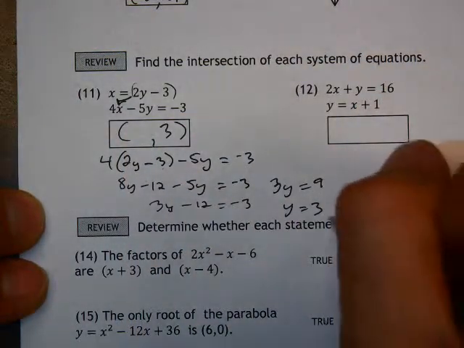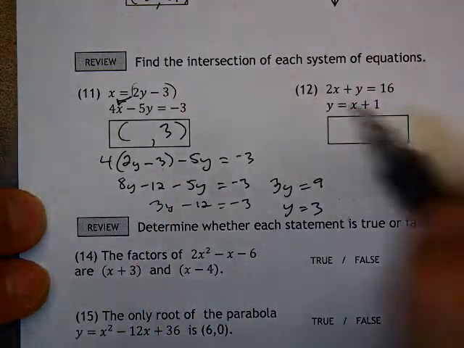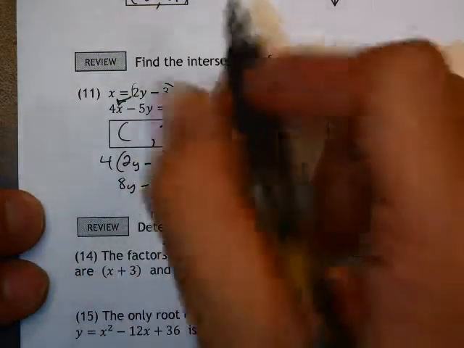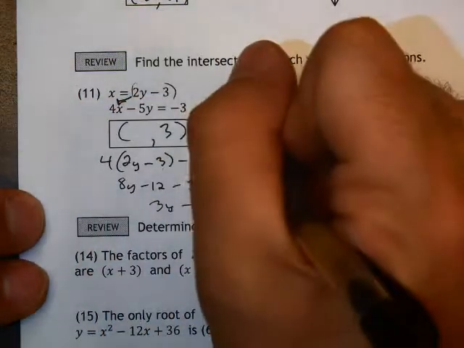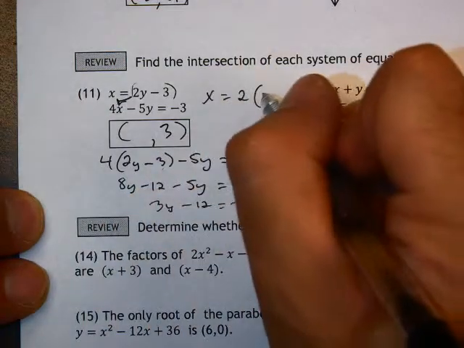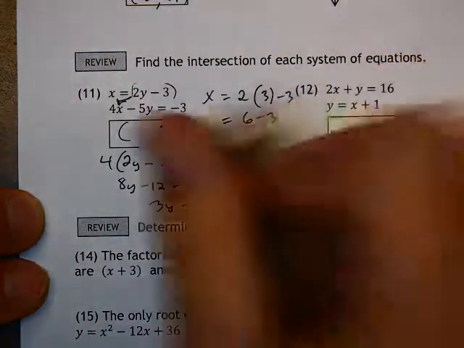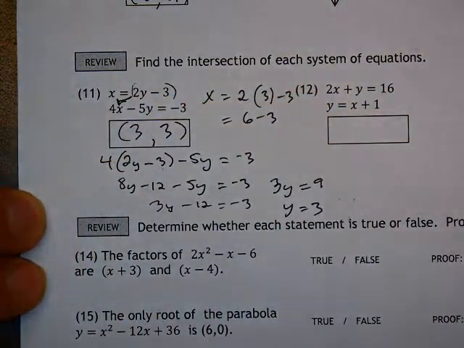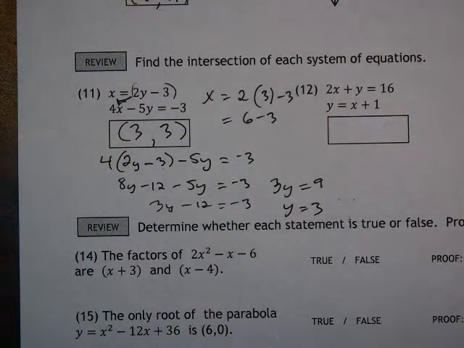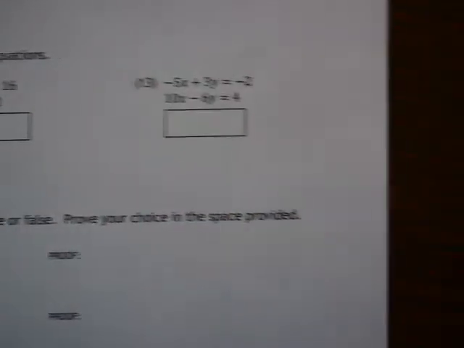Then I'm going to take that answer and plug it into either one of these equations, it doesn't matter which one. X is nicely set up here, or this first equation is nicely set up here. So I'm going to go x equals 2 times the y value, which is 3, minus 3. 2 times 3 is 6, minus 3. And 6 minus 3 is 3. So my solution for number 11 is the point (3, 3). Now I'm going to look at number 13.